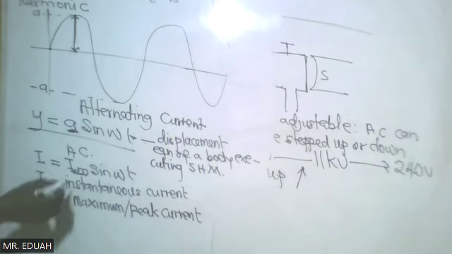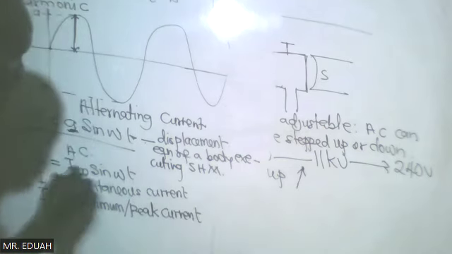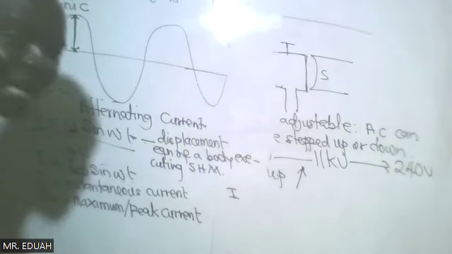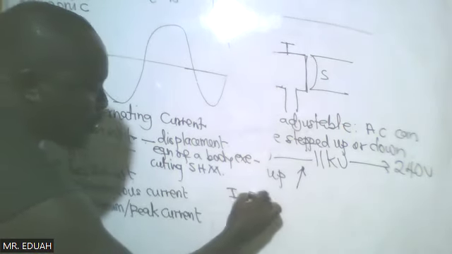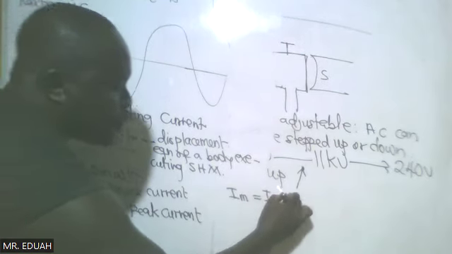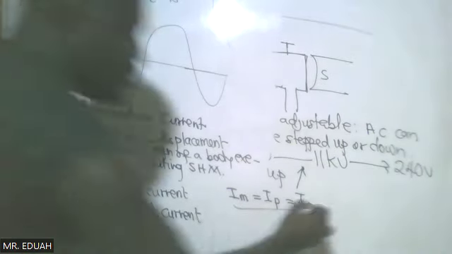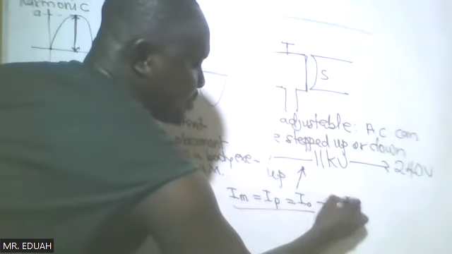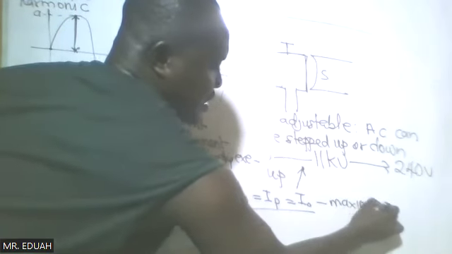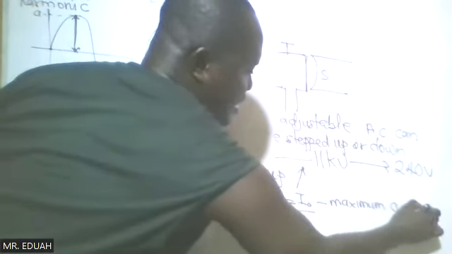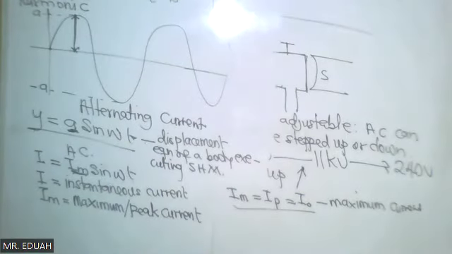So usually the maximum quantity is represented by either Im or IP or I naught. These are the representations you see in the books for maximum current. As for omega, it's because it's a simple harmonic function, omega must be fixed, and t is at any time t.